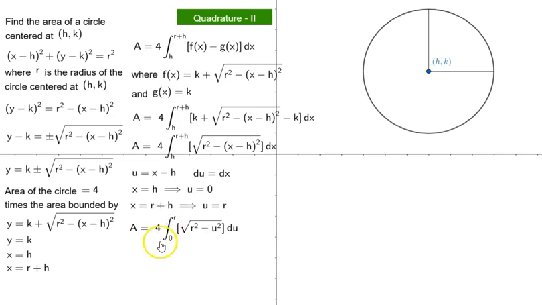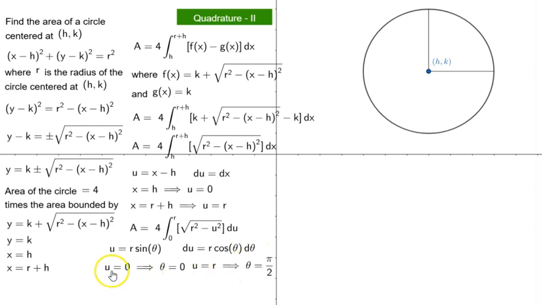So after doing the substitutions, we end up with area is equal to 4 times the integral from 0 to r of square root of r square minus u square du. Now again we do substitution. So here we say let u equal to r sine theta. So du is equal to r cos theta d theta.